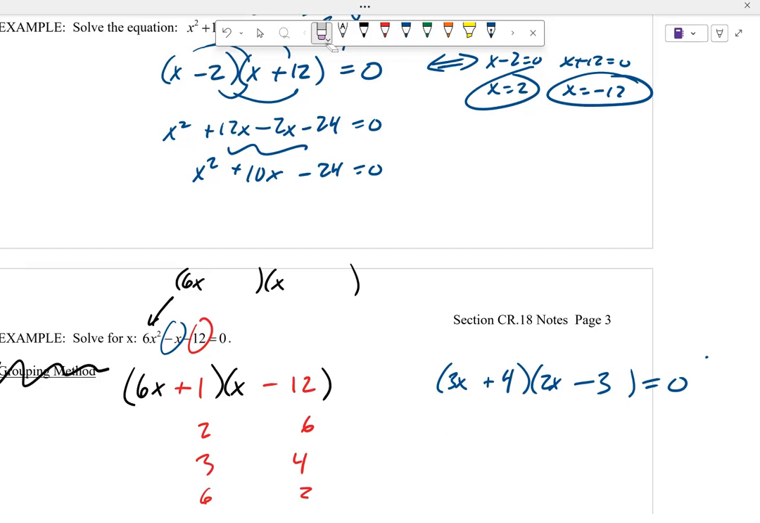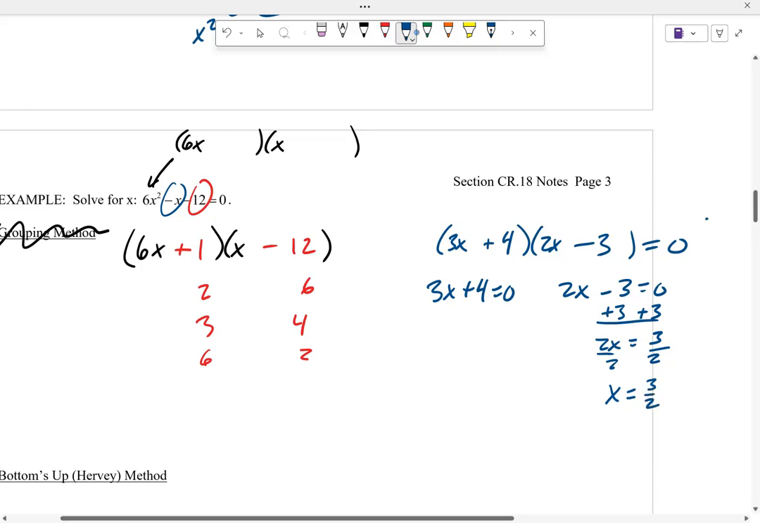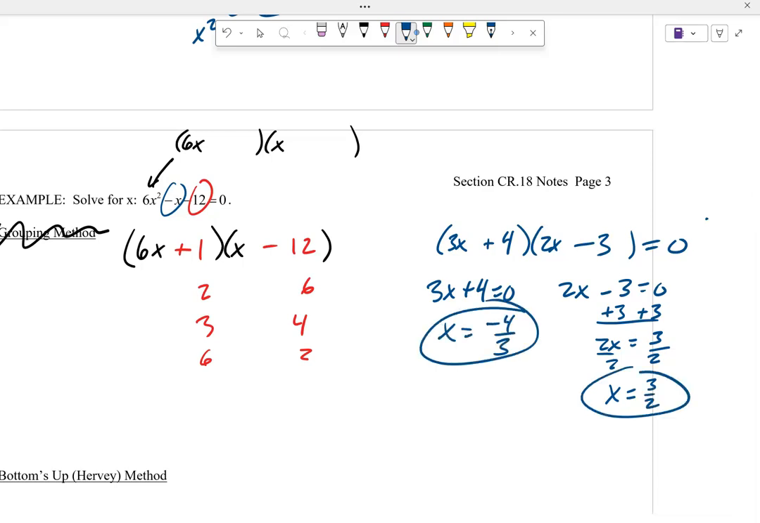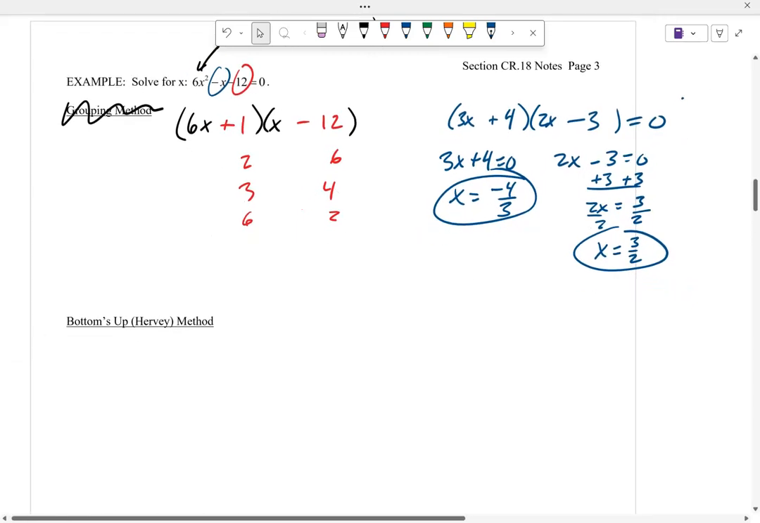Now I'm looking at it, and I can say, let's solve each of those, set it equal to 0. Add 3. 2x equals 3, divided by 2. Okay, so we got 3 halves for one of our solutions. And I've got negative 4 thirds for our other. So a little bit tedious on some of those. But that's how I like to think about it. I don't like to do anything else, so sorry about those.